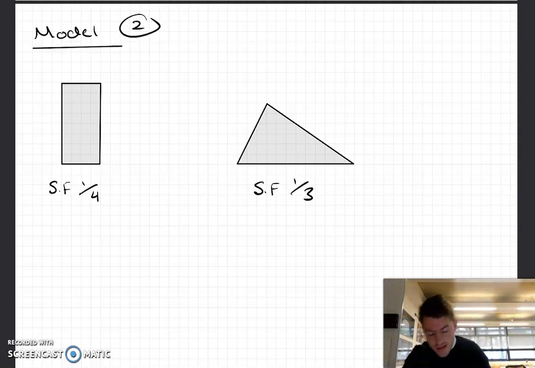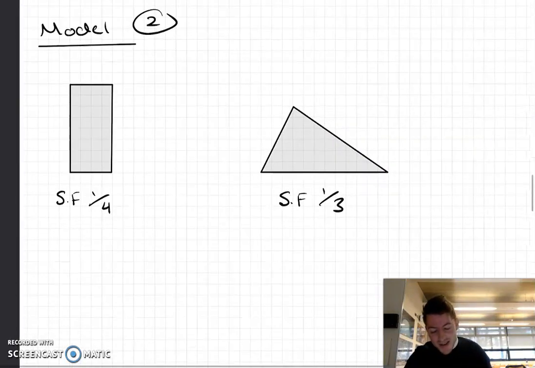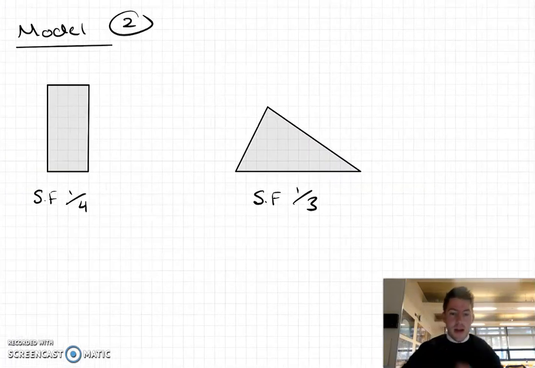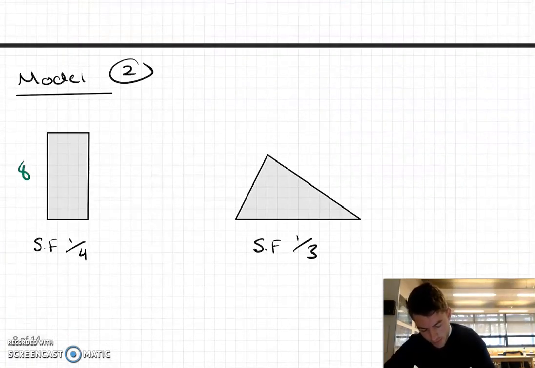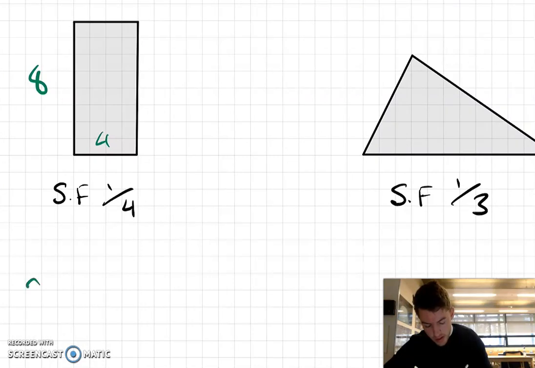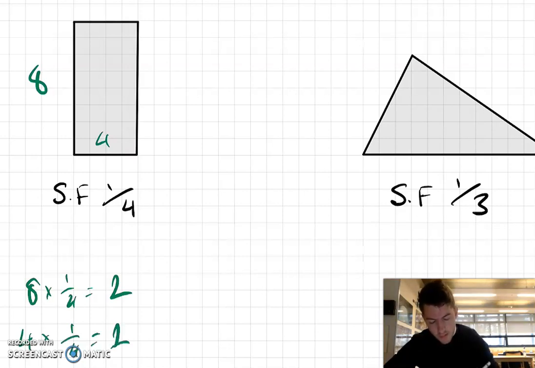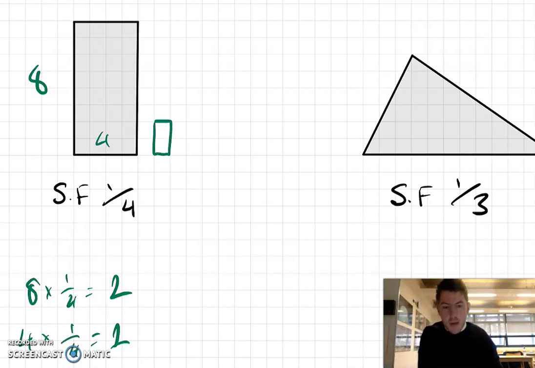Okay, scale factor of 1/4. So we're not doing any center of enlargement here, we're just making it bigger. So I can see here that this shape here is 8 by 4. So if I times that by 1/4, 8 times 1/4 equals 2, and 4 times 1/4 equals 1. So therefore my shape has to be 2 by 1, and there we are. That shape there is 1/4 times the size.